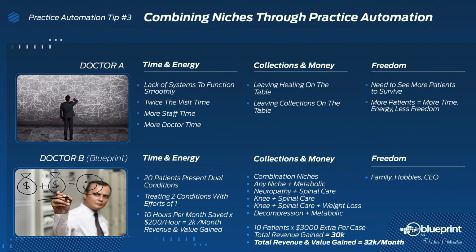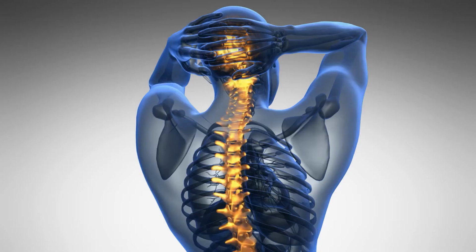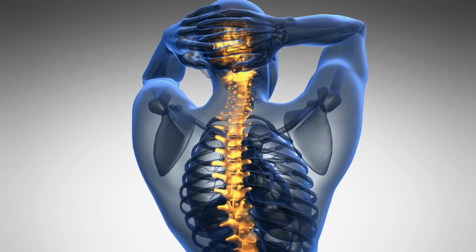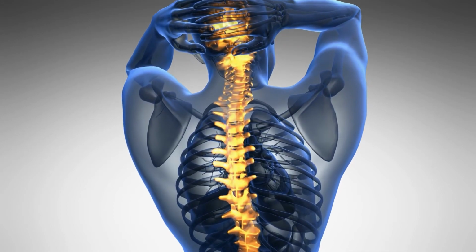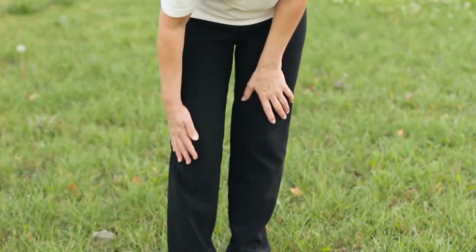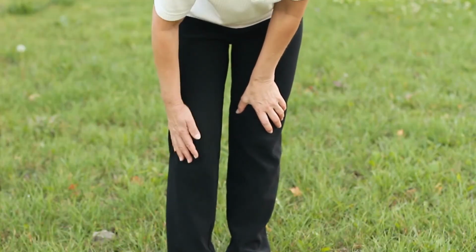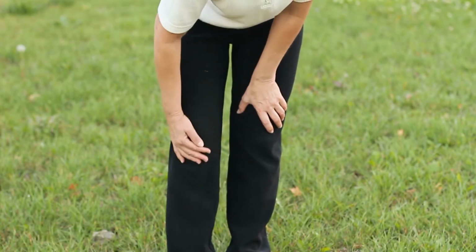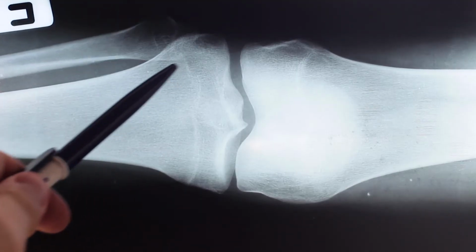Neuropathy with spinal care. Most neuropathy patients have a spinal issue. Either decompression or chiropractic can be added on. Knee pain with spinal care. Most people with knee pain problems have a neurological component coming from the lower back because the lumbar spine, when compressed, the neurological component is decreased. The stabilizing muscles of the knee aren't getting the information that they need. They start atrophying faster, collapsing the knee, causing OA of the knee.